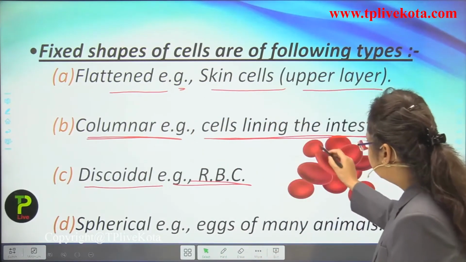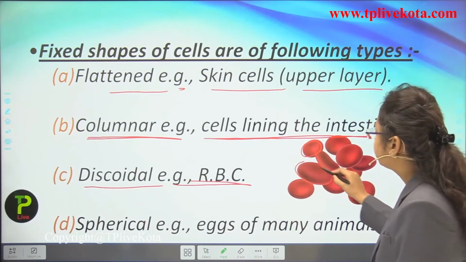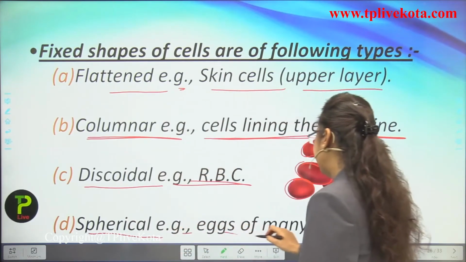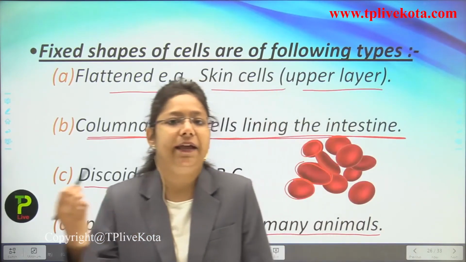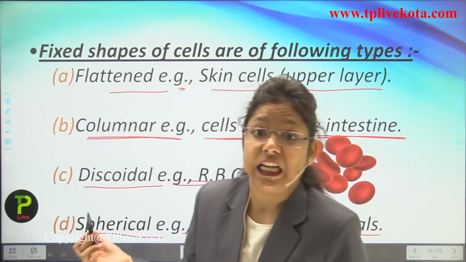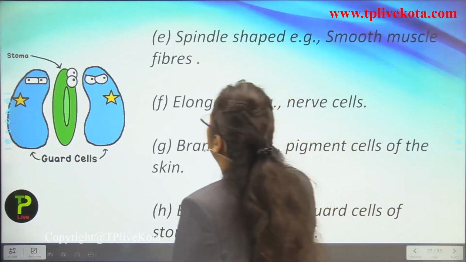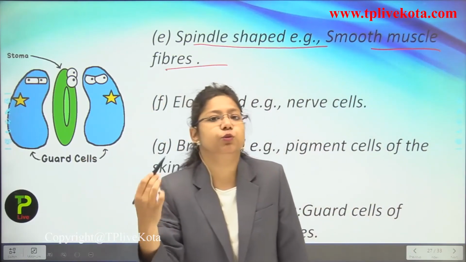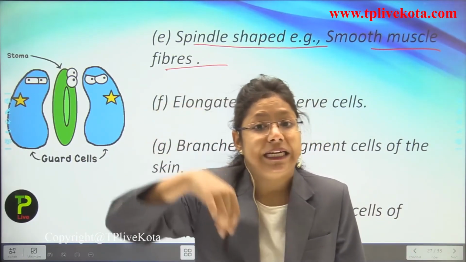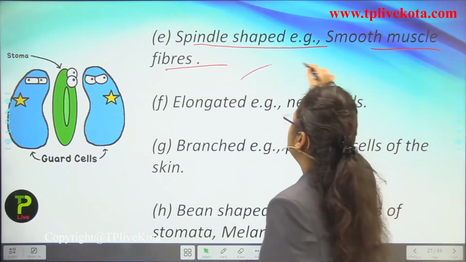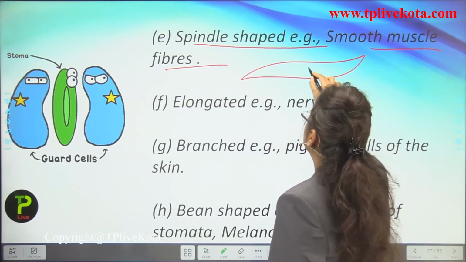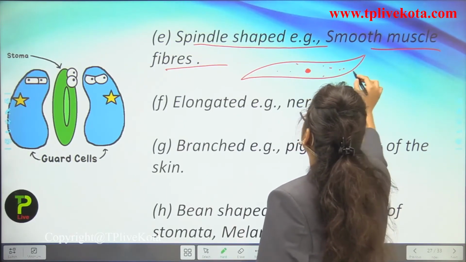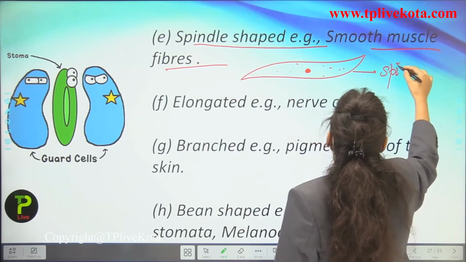You can see here, this is like a disc. Next is spherical in shape, for example the eggs of many animals. The eggs of many animals are spherical in shape. Now, spindle-shaped, for example smooth muscle fibers. Smooth muscle fibers are spindle in shape. Now what is a spindle shape? This type of shape is known as the spindle shape. This is the spindle shape.